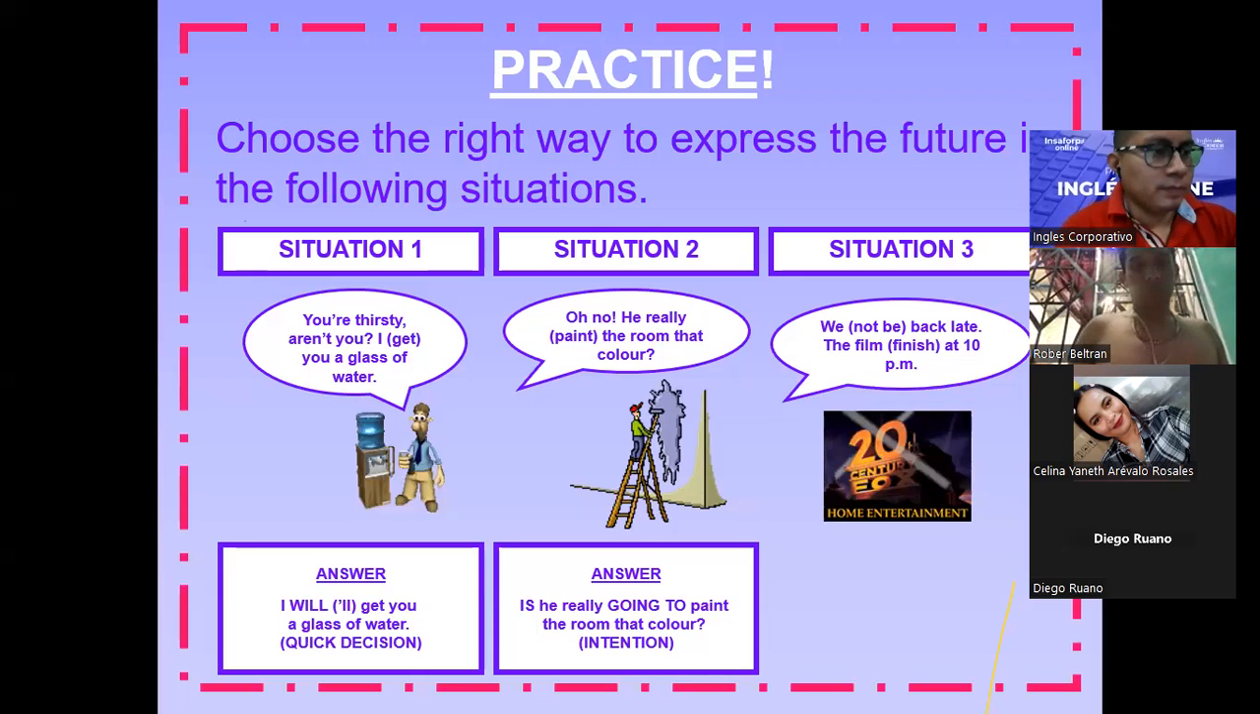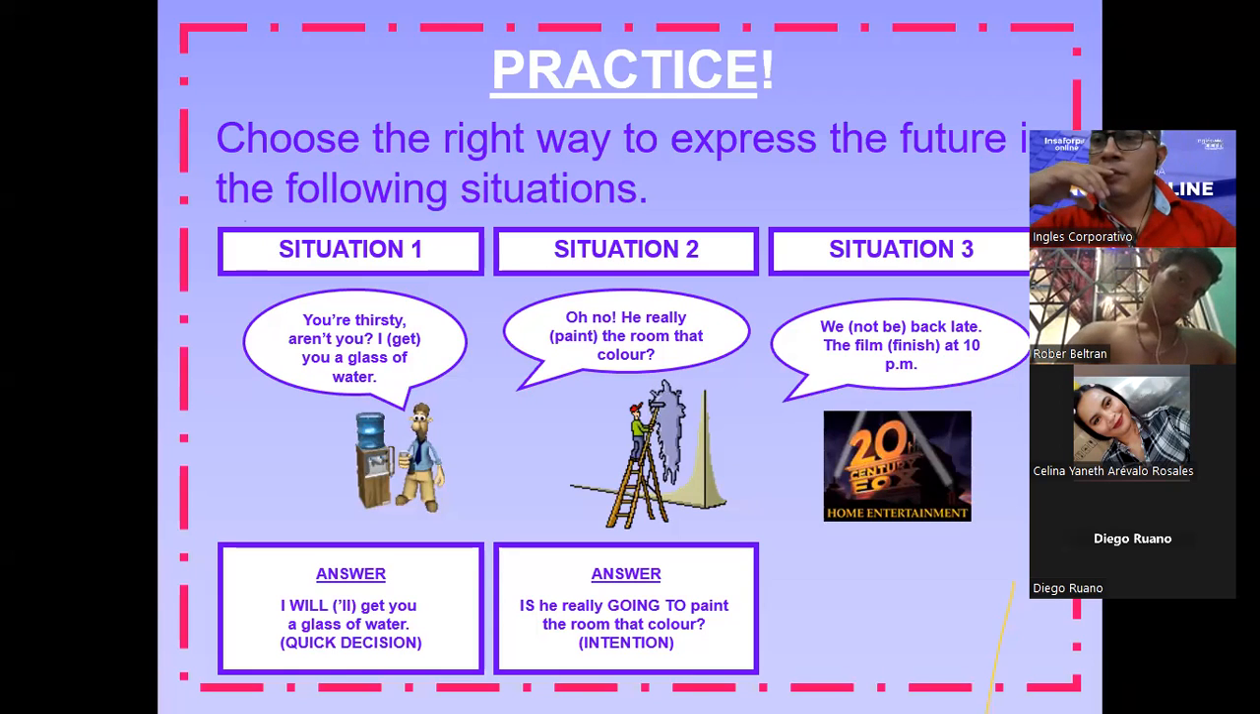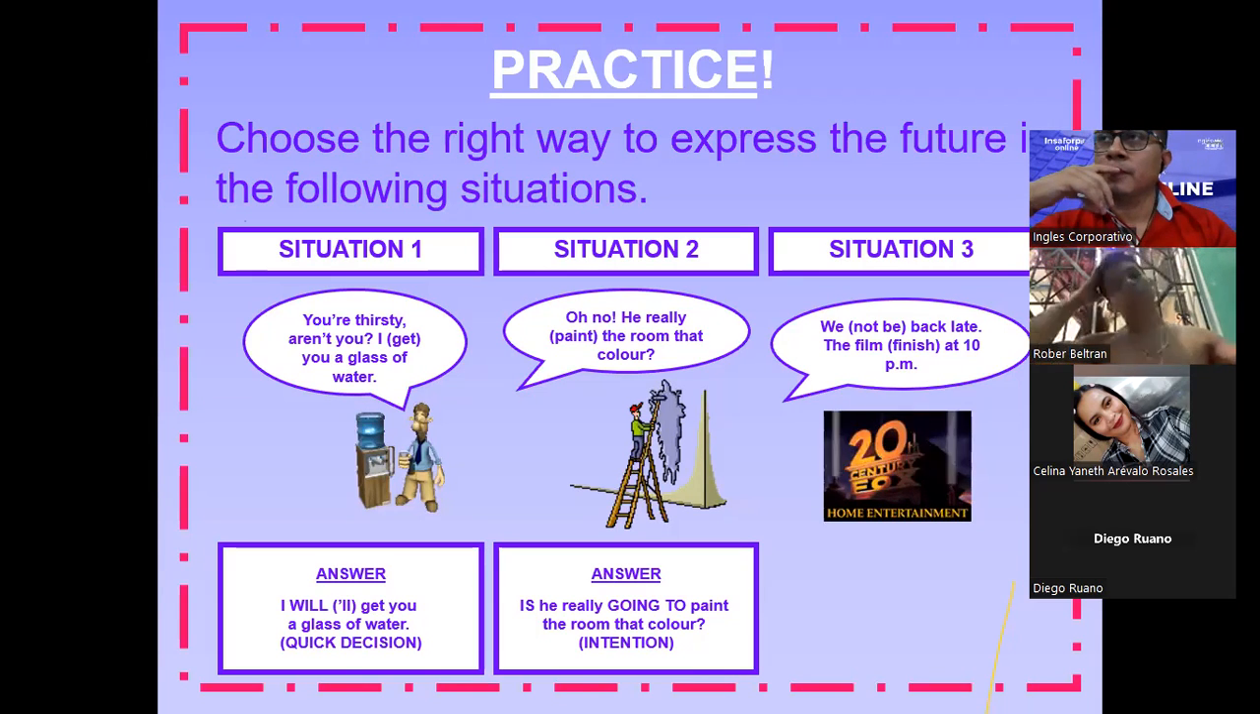Nice. ¿Cómo dejamos? Ya me dio la respuesta en la primera. Me dijo, we will not, ¿verdad? ¿A qué le suena cuando digo, we will not be back late? O si digo, we won't be back late. ¿A qué le suena eso? ¿A un plan, a una predicción o a una promesa?